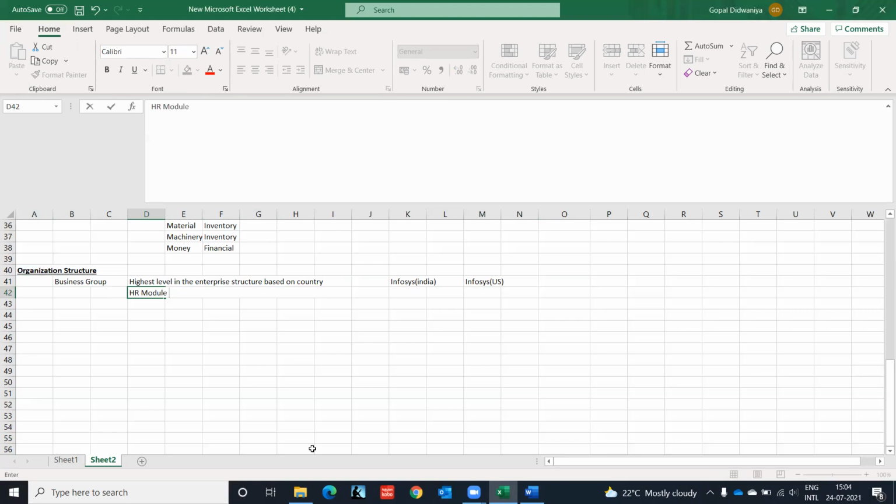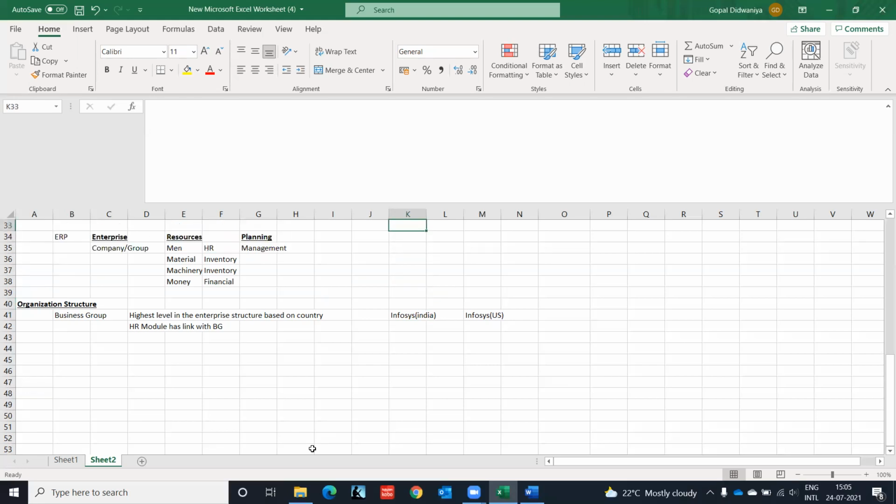If you are using just the finance module, this is optional, since in Oracle the financial module is separate. But as a best practice, you must use a business group in the setup, because it is not going to harm you, and it allows you in future to use the human resource module also. This is about the business group.